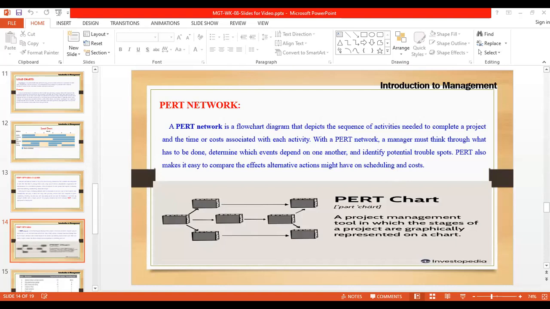So PERT allows the manager to monitor the project progress, identify the possible bottlenecks, and shift the resources as necessary to keep the project on schedule. So generally, PERT allows the manager to find out the project progress, identify possible bottlenecks, and do what is necessary to keep the project on schedule. To understand how to construct a PERT network, you need to know 4 terms. Now, what are the 4 basic terms? They are events, activities, slack time, and critical path.